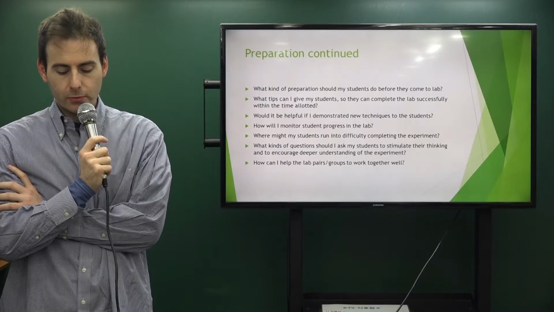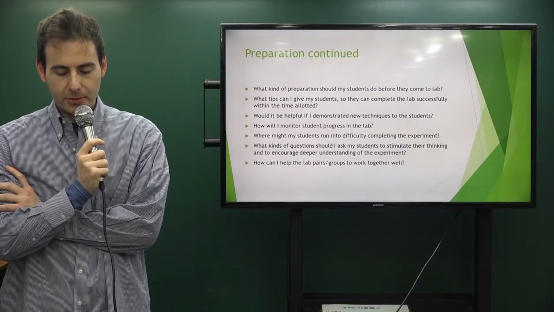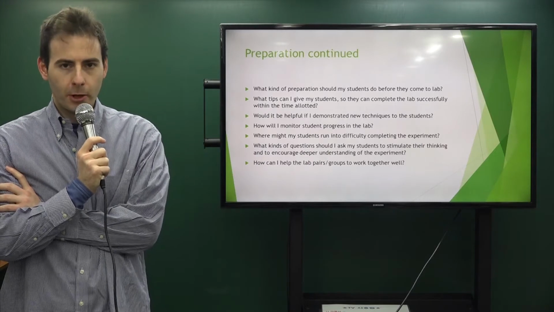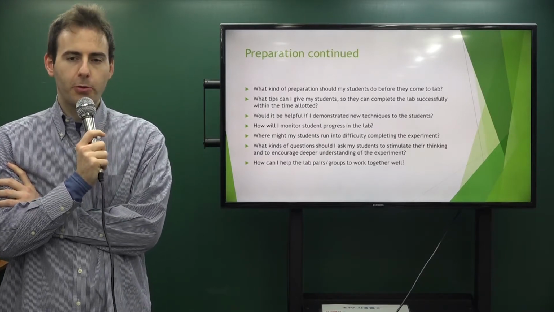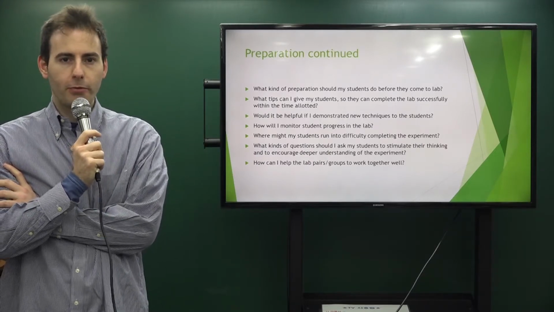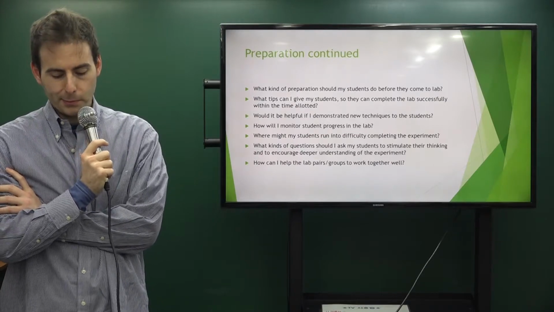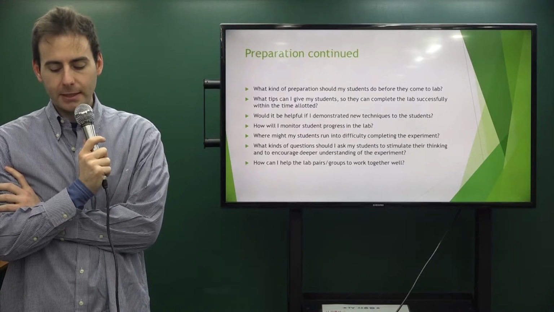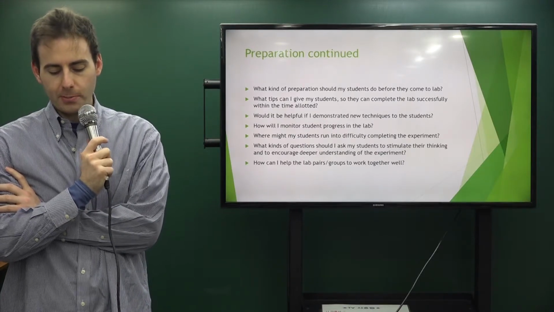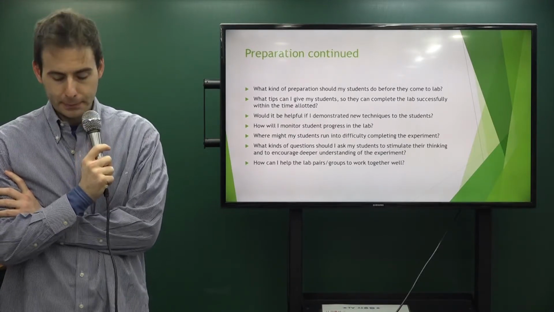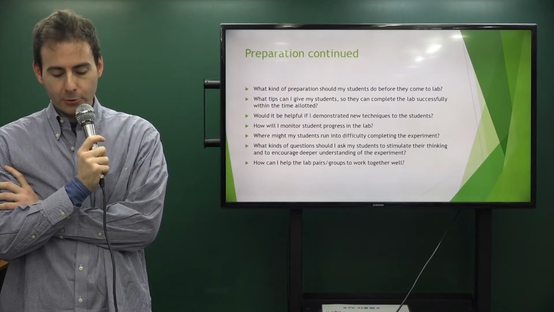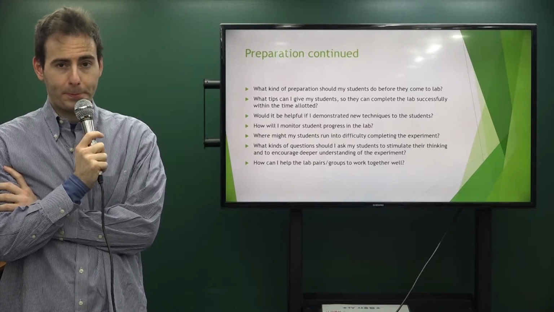Where might my students run into difficulty completing the experiment? If there's a particularly difficult part, try to go over it beforehand with the students so they know what they're getting into and how to get over any difficulty. What kinds of questions should I ask my students to stimulate their thinking, and how to encourage deeper understanding of the experiment? And how can I help lab pairs or groups work together well?